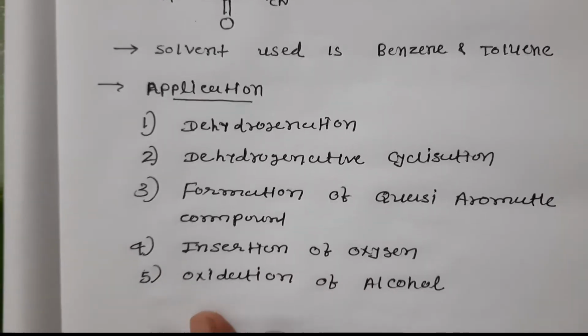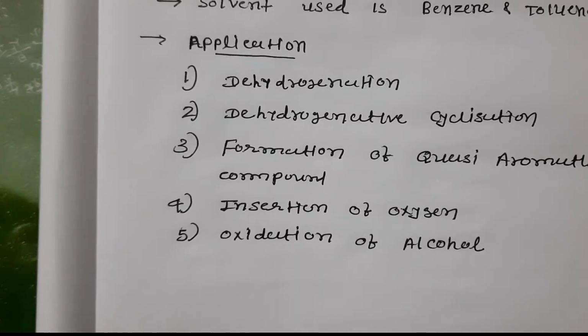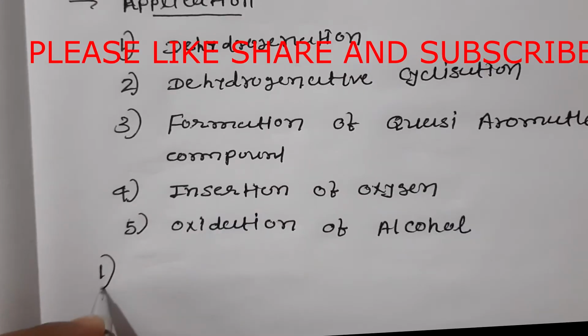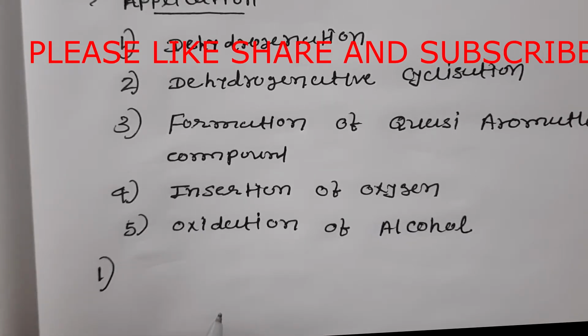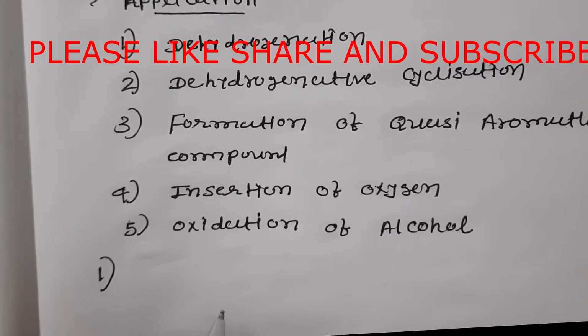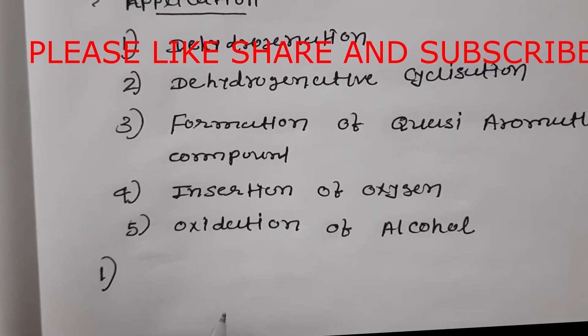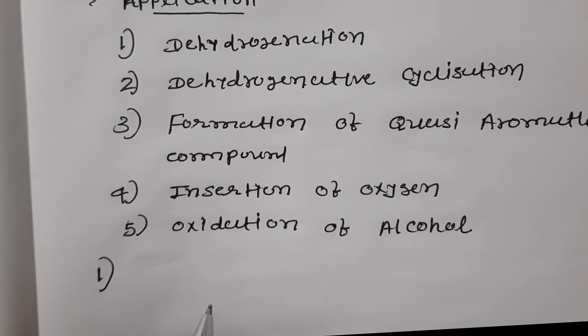So one by one we will discuss the applications of this reagent. The first application is dehydrogenation. Generally this DDQ reagent removes the hydrogen from the active site. In the first step H minus is removed and in the second step H plus is removed. So generally two hydrogens are removed and one double bond is formed.